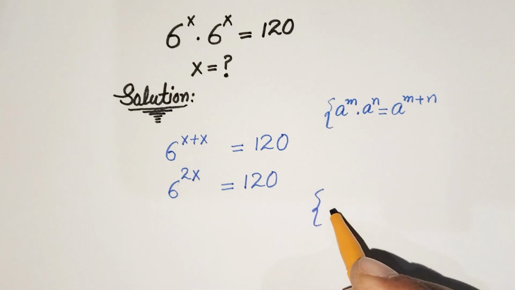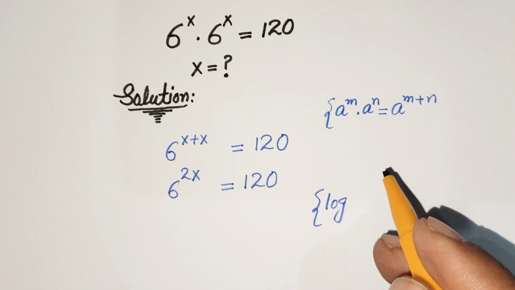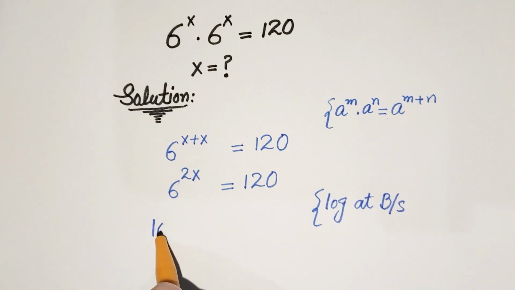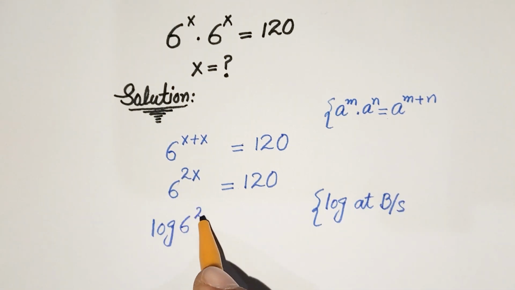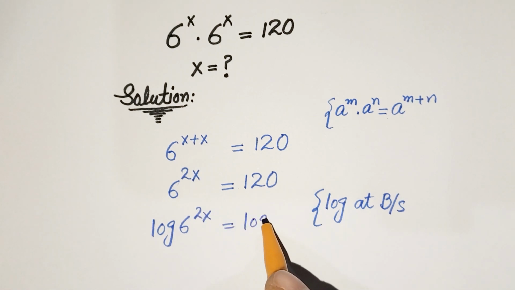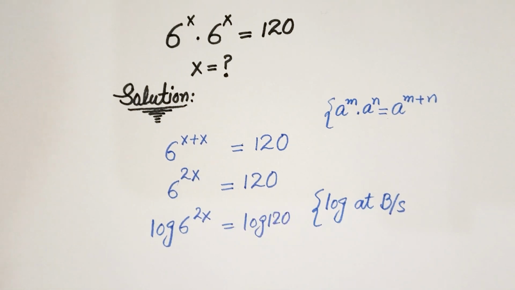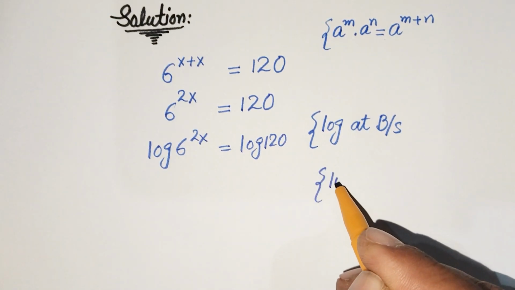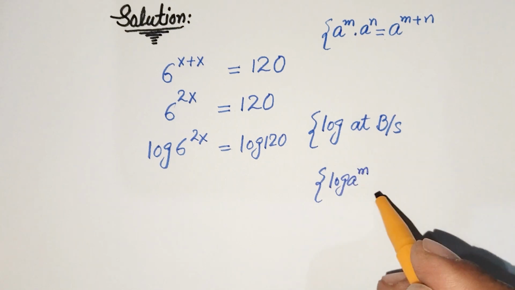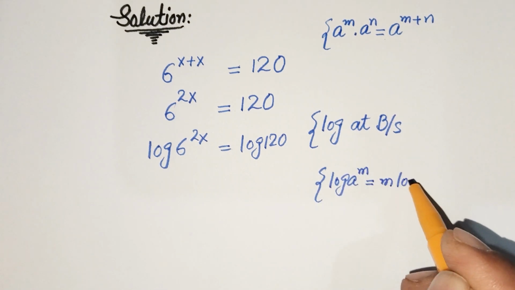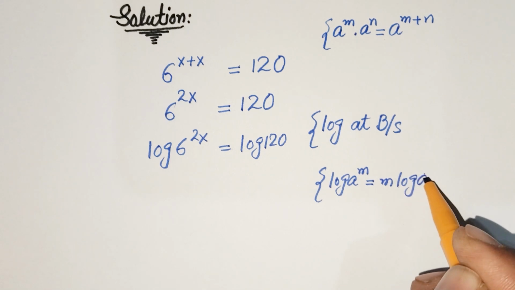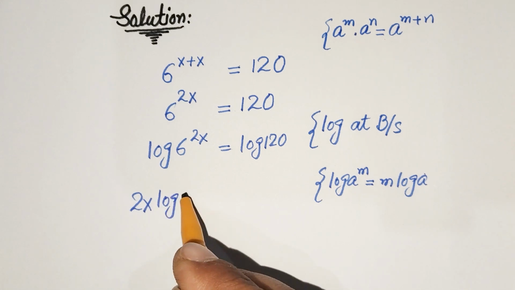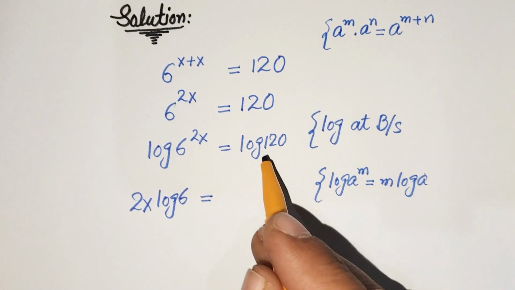So now we are going to take log on both sides. Taking log on both sides, we get log 6 raised to the power 2x is equal to log 120. Now, as we know by the logarithm law, if we have log a raised to the power m, then we can write it as m log a. So here it will be 2x log 6 is equal to log 120.